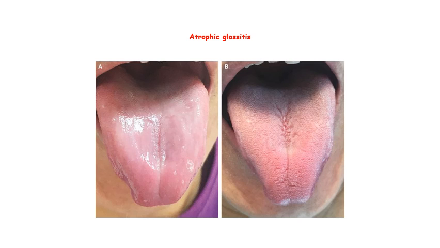Here is one of the manifestations of vitamin B12 deficiency, what's called atrophic glossitis. As you can see, the difference between the picture on the right and the picture on the left, with loss of papillae of the tongue. So the tongue appears glazed with atrophy of the papillae.